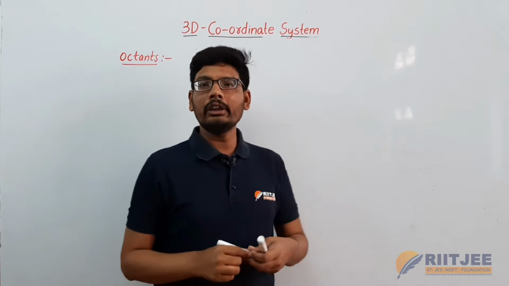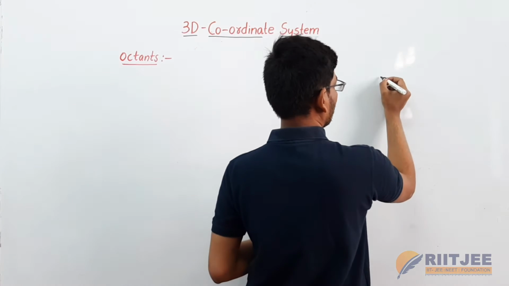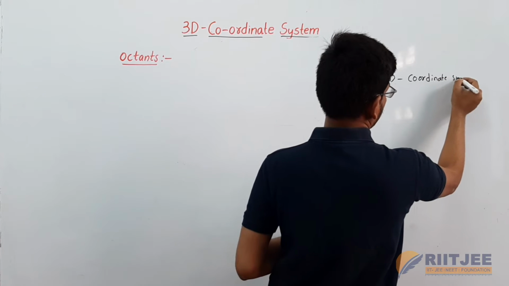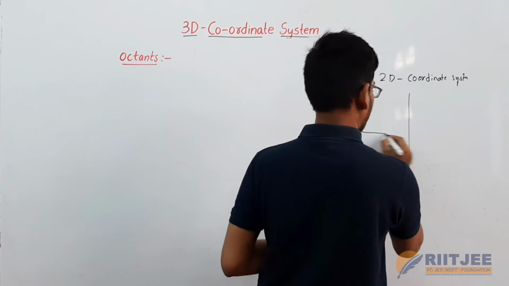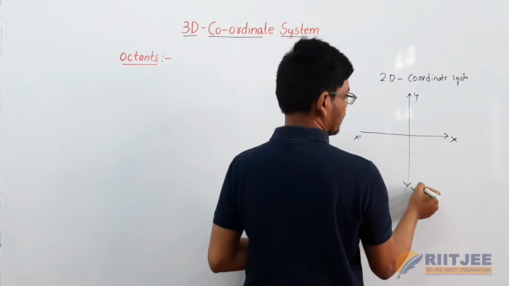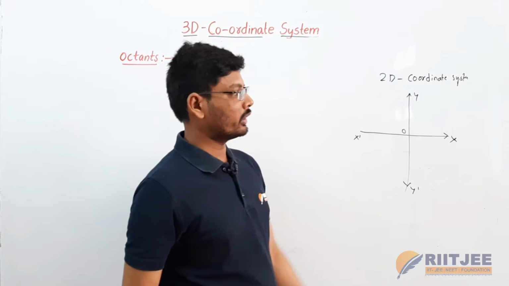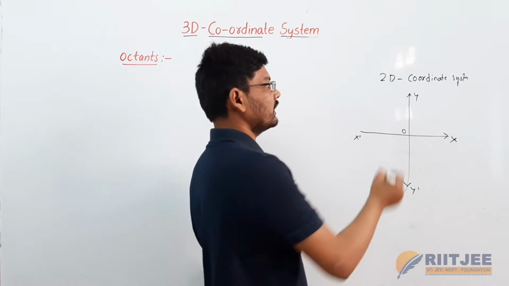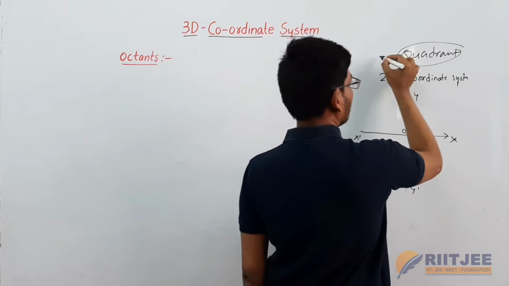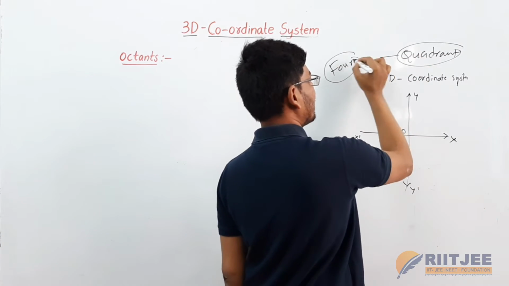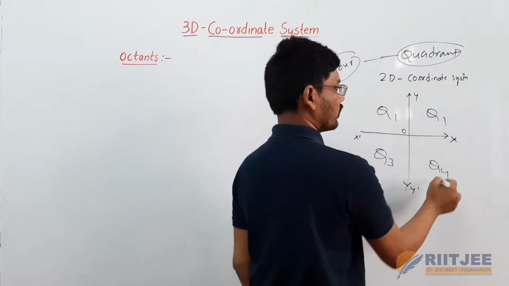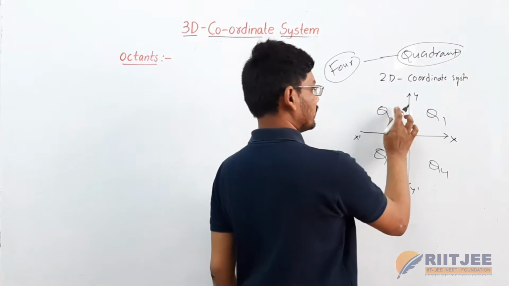Generally in the 2D coordinate system, this is x, x dash, y, y dash. I am comparing clearly here. This is the 2D coordinate system. How many quadrants are there here? Quad is nothing but 4. 4 quadrants are there here. This is Q1, this is Q2, this is Q3, and this is Q4.